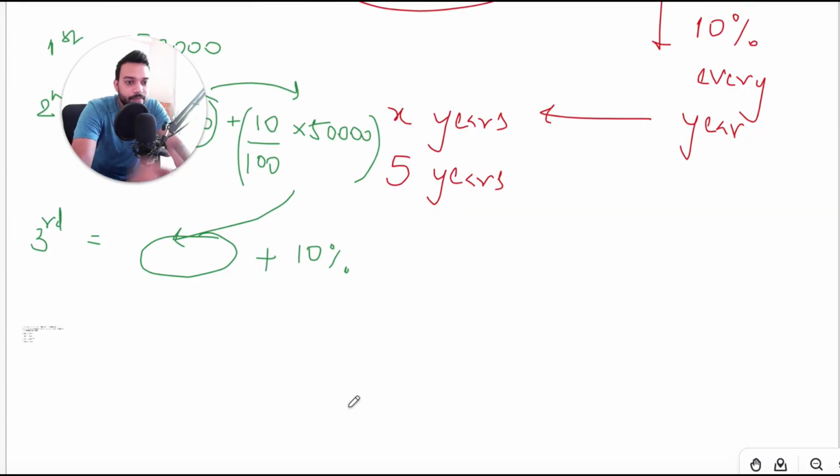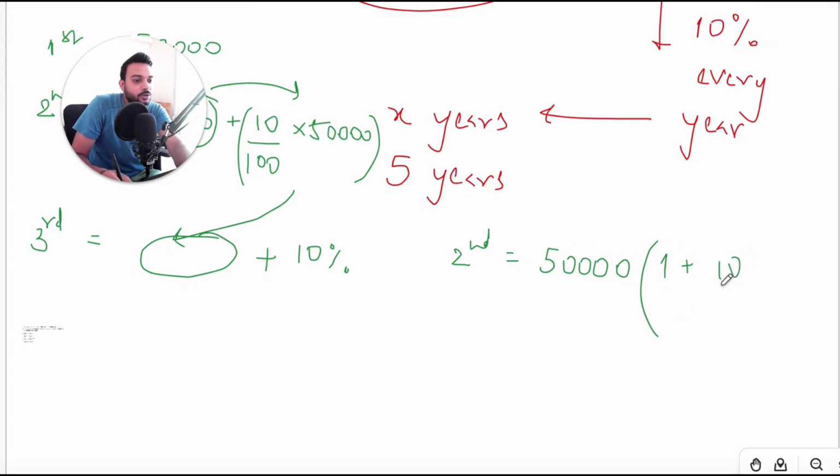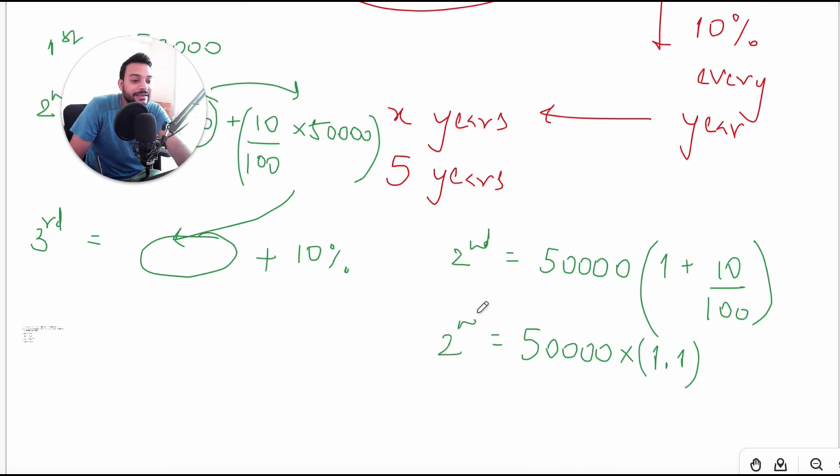So how do we figure this out? For the second year, by simplifying, I can take 50,000 outside as common: 1 plus 10 over 100. Simple algebra. 10 over 100 is 0.1. So this becomes 50,000 times 1.1. This is the value for the second year.